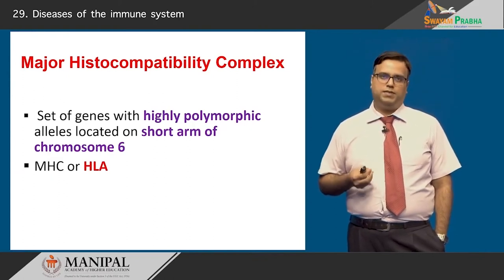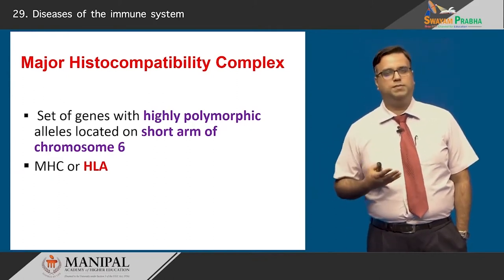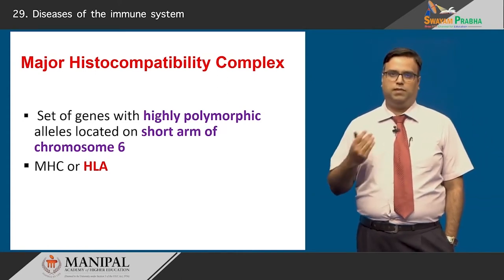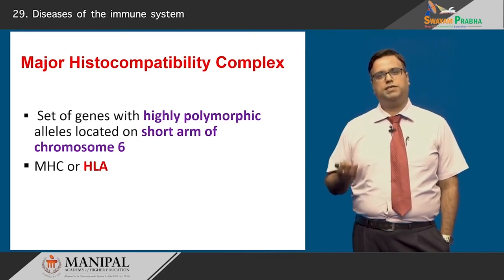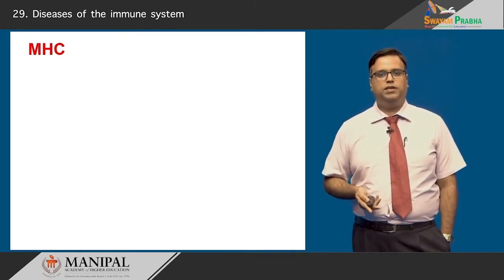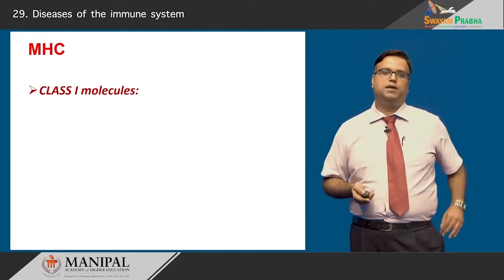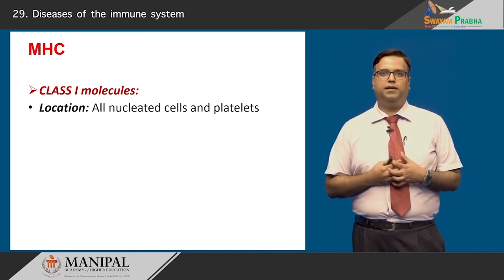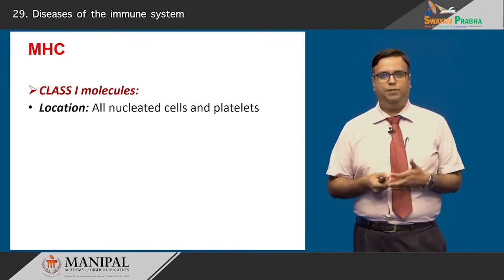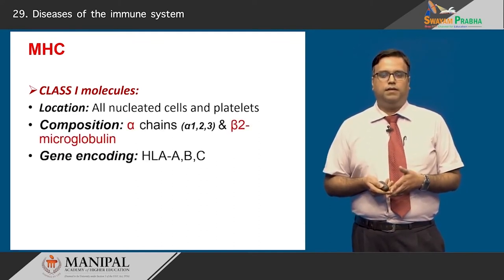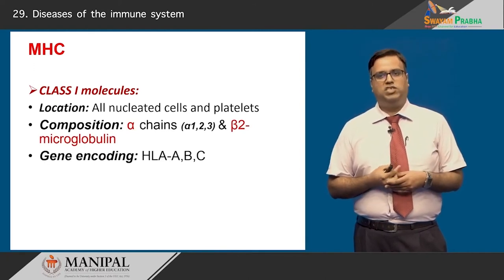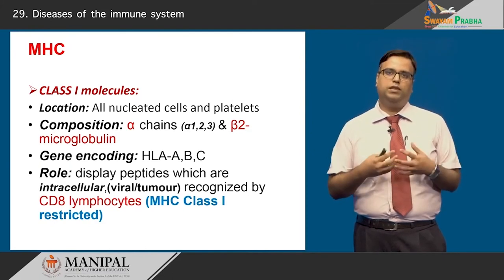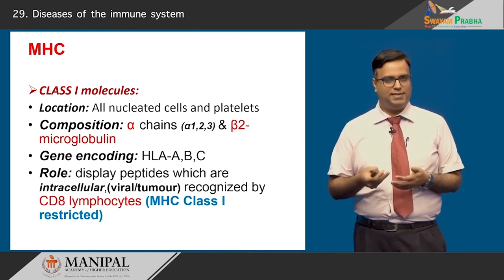Why do we have them? They are mainly important because they produce polymorphisms in the allele expression. They're also referred to as HLA because in humans they were first discovered in the leukocytes. What do they do? MHC molecules have what are called class 1 and class 2. Class 1 molecules are located mainly in all nucleated cells and the platelets. The genes encoding them are HLA A, B and C, but more central to our understanding of what they do during the T cell receptor complex is this.